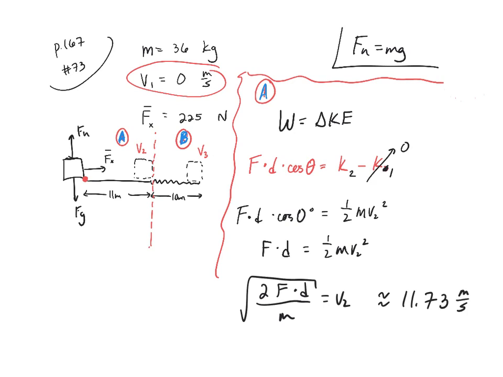So this is not my final answer, but I'm going to circle it for now, to remind myself that this is the velocity the moment it hits the frictional phase. We're then asked, what is the final speed of the crate after it's pulled the full 21 meters? So we're looking for really V3 now. We're looking for that velocity at the end of being pulled 21 meters. Through parts A and B together.